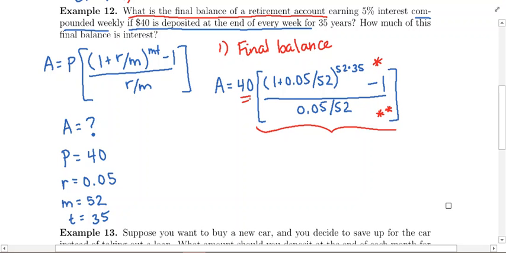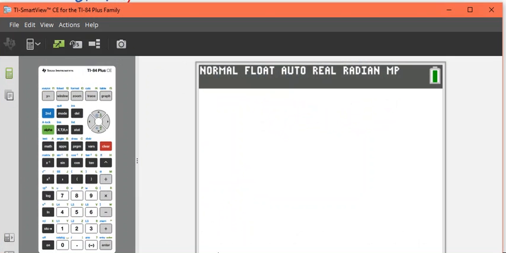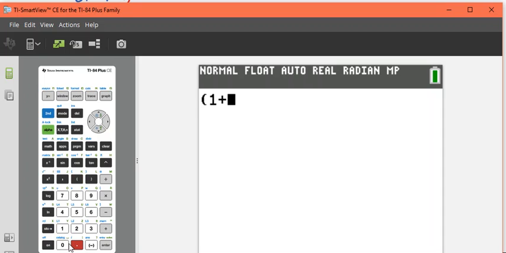So I'm going to go to the calculator. You can follow along as I do this. When I'm working, you need to make sure that you can put this stuff into your own calculator and that you can achieve the same answer that I do. All right, so let's start inside the brackets in the numerator. Type it in as you see it. I'm going to open my parentheses: 1 plus 0.05 divided by 52, close parentheses.